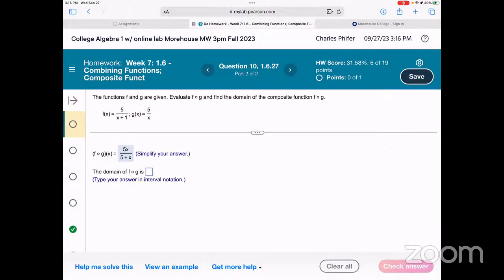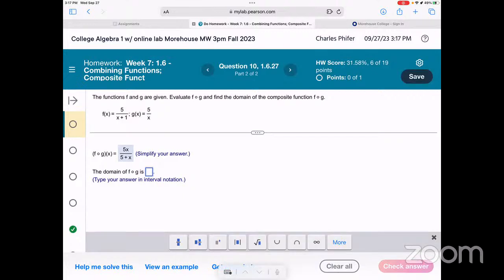Okay, so for the domain of a composite, first we start with the domain of the inside function. The inside function is g, so that domain is everything except 0. And then the domain of our simplified expression is everything except -5, because -5 is going to make a 0 in the denominator. So the first set is everything except 0, the second set is everything except -5. The intersection of those two sets is everything except -5 and 0. So long story short, we want all reals except -5 and 0, because at some point during this process, -5 and 0 make a 0 in our denominator.